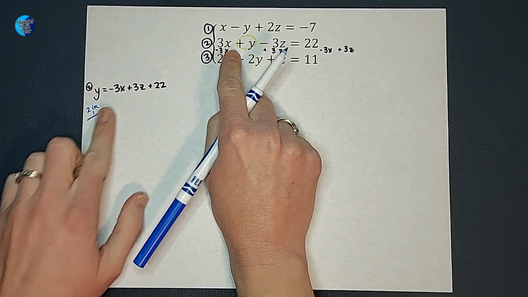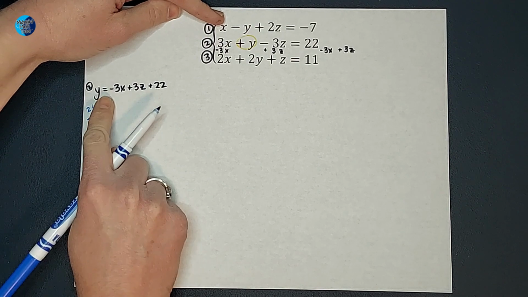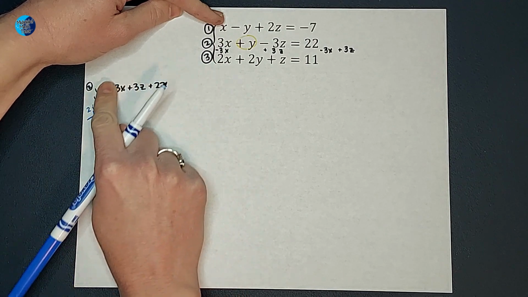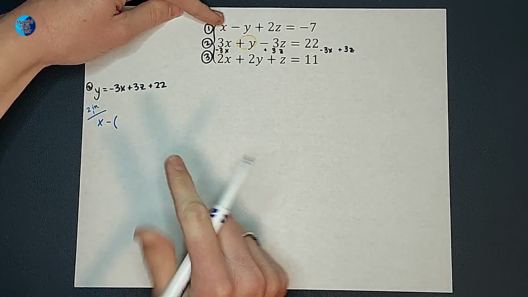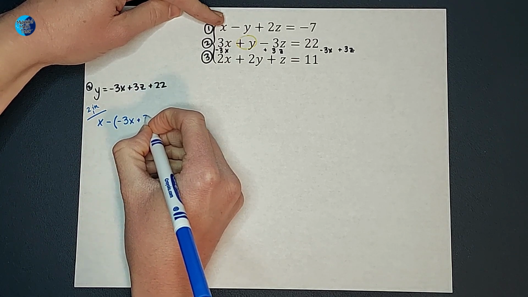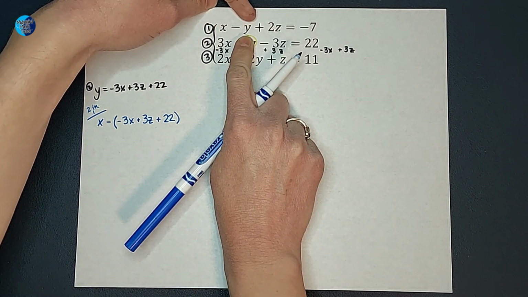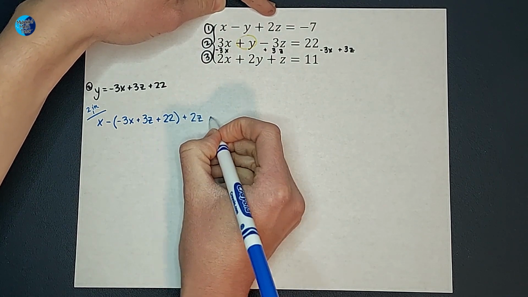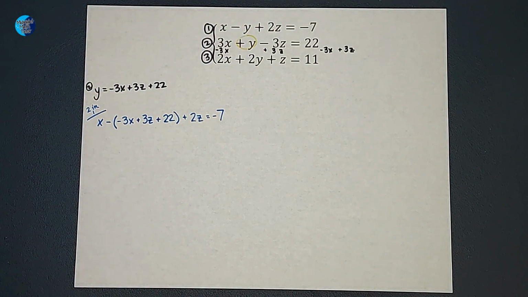All right, so I am taking number 1, x minus y. But remember, I figured out in this system, y can be equal to this. So we are subtracting this whole thing as y. So I'm going to use parentheses to make sure we know we're subtracting the whole thing. So negative 3x plus 3z plus 22. So that's my y. That's what I'm subtracting. Then plus 2z equals negative 7.